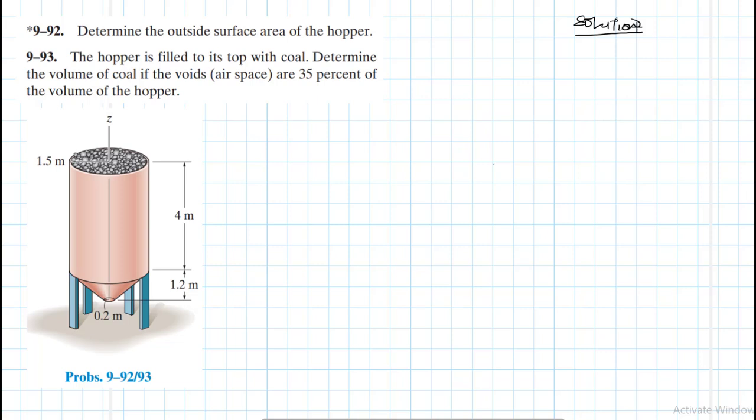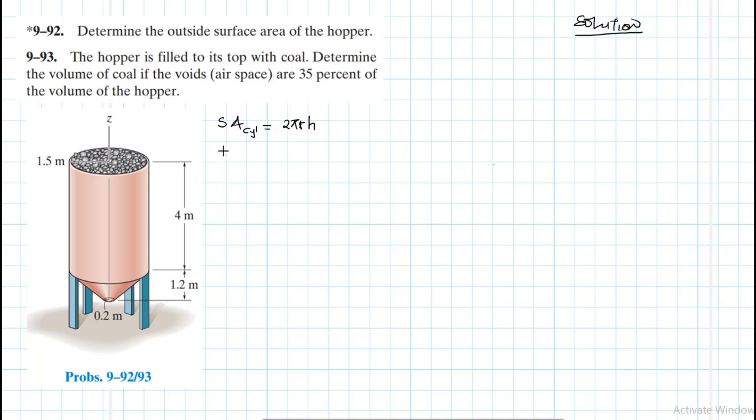Of course, the problem is quite direct and quite simple, especially for this type of regular shape, which is just a cylinder and a frustum at the bottom. We know the formulas for the cylinder, right? So the surface area for the cylinder is equal to, we have the circumference on top there, 2 pi r times the height.